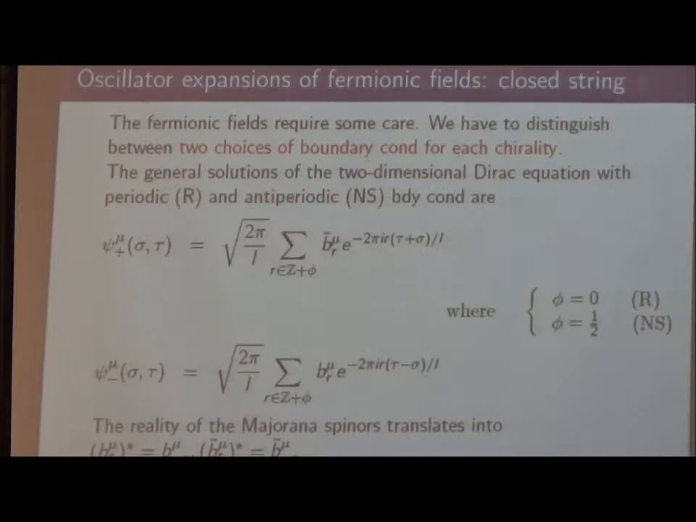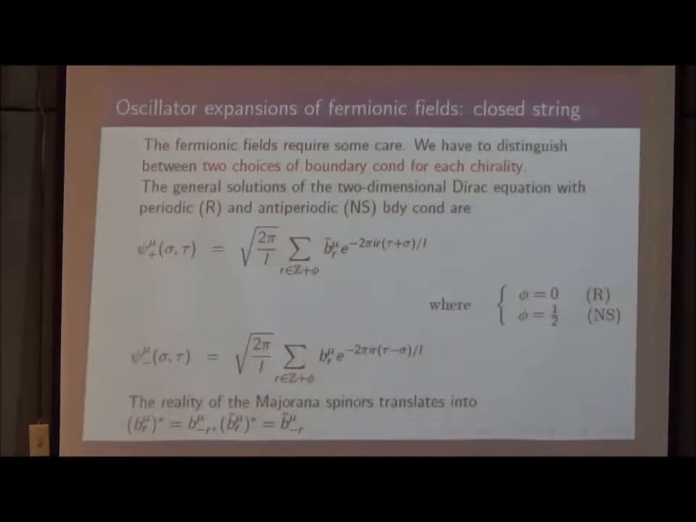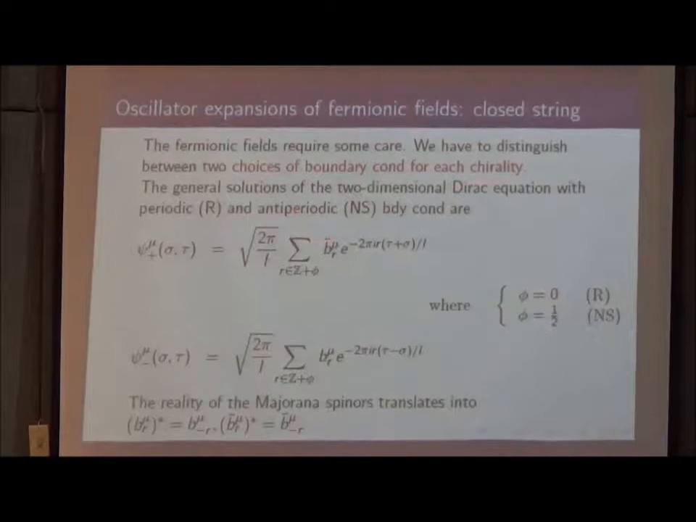Now, if we want to do the same thing for the fermionic fields, we have to be careful, because we have two different sets of boundary conditions. The general solution of the two-dimensional Dirac equation with periodic and anti-periodic boundary conditions can be written in this way.